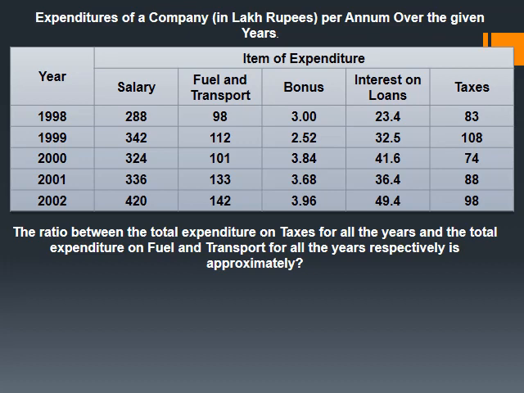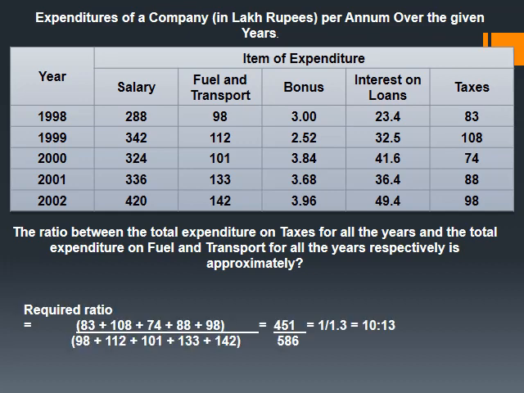Between which numbers? One is total expenditure on taxes. So for 5 years, what is the total expenditure of taxes? And that should be compared with the total expenditure on fuel and transport. So taxes divided by fuel and transport, the total.